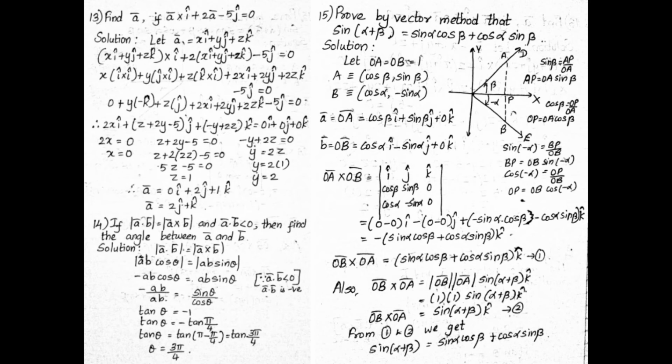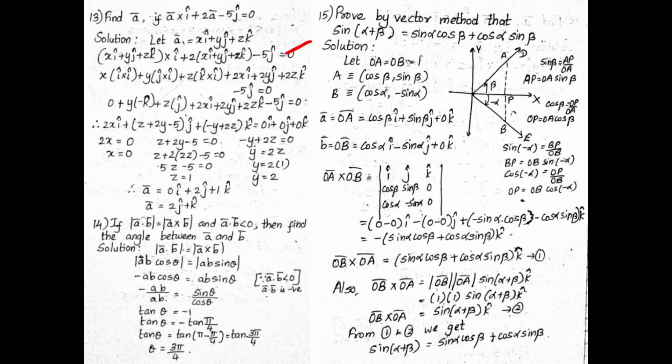Another vector is given. So, suppose the a vector is equal to xi + yj + zk. Okay, do the cross multiplication: (xi + yj + zk) cross i vector + 2(xi + yj + zk) - 5j is equal to 0. Solving this, we get x(i cross i) + y(j cross i) + z(k cross i) + 2xi + 2yj + 2zk - 5j is equal to 0.